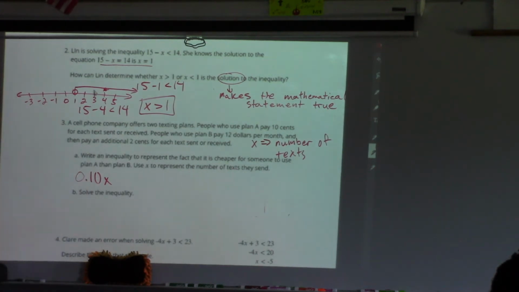Right? 10 cents is not, if we put 10, what do we probably really mean? $10. Are you paying $10 a text? I pray not, right?